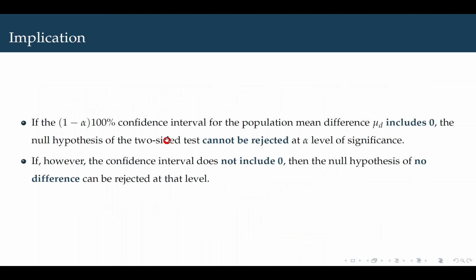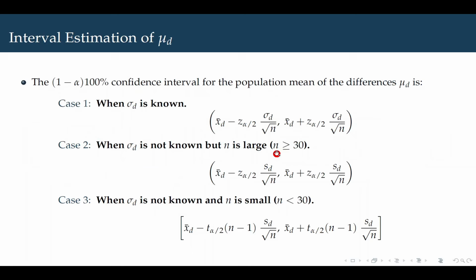Therefore, if the confidence interval for the population mean of the differences includes 0, then the null hypothesis of a two-sided test cannot be rejected at the specified level of significance. But if the confidence interval doesn't include 0, then the null hypothesis of no difference can be rejected at that level of significance.